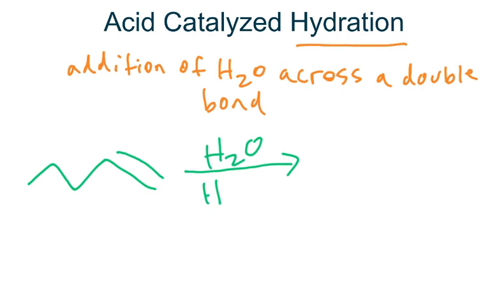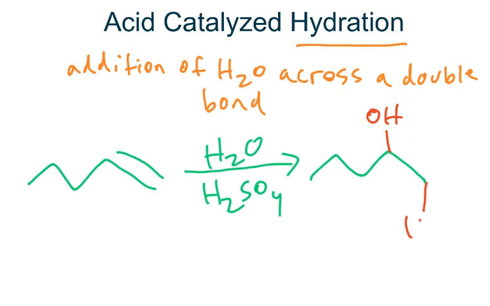Okay, so we can add sulfuric acid, which is a strong acid, in here, and then this can lead to the addition of water across this double bond. So we're going to have OH here and H here, and of course OH plus H makes water. So we added water across this previously double bond.